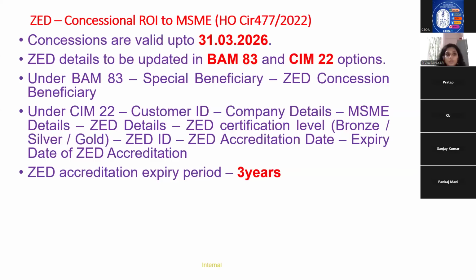and SIM 822 options. Under BAM 83, special beneficiary, SED concession beneficiary, all those things have to be given. Under SIM 822, customer ID, company details, MSME details, SED details, SED certification level, SED ID, SED accreditation details, and expiry of the SED accreditation all have to be submitted, and the accreditation expiry period is normally 3 years.